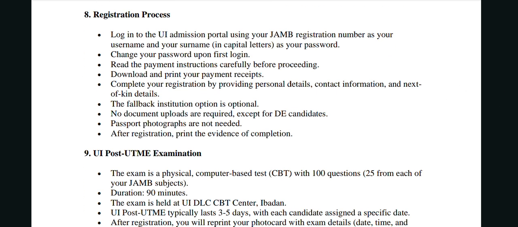Whenever the admission portal is open, whenever the post-UTME is being announced, you log into the admission portal with your JAMB registration number as your username and your surname in capital letters as the password. That's the first login. After that, you'll be prompted to change your password to something you can remember. You can use the surname again, or change it to any other thing as long as the portal allows you. Just follow that.